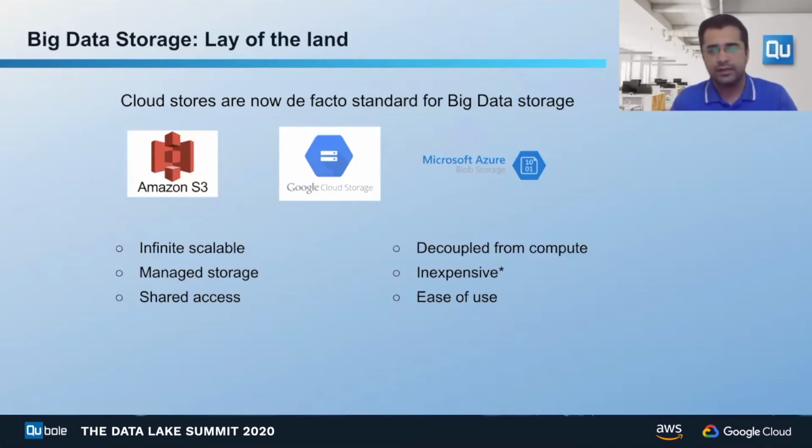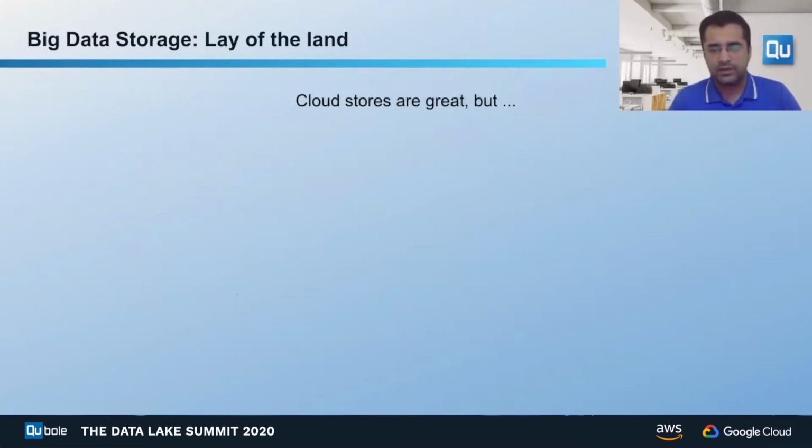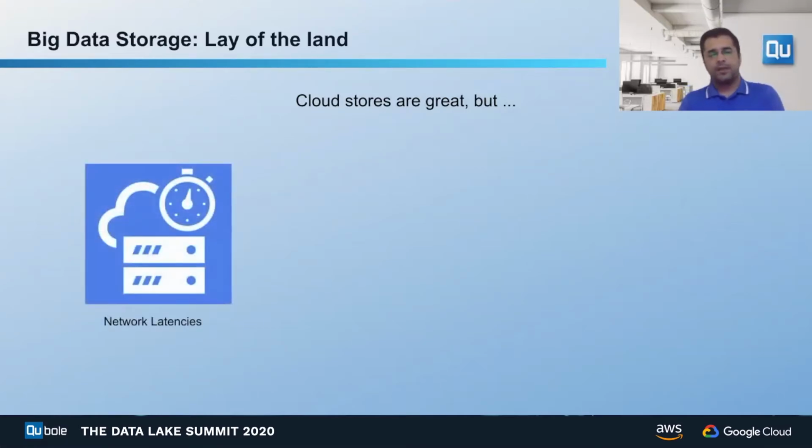So there are a lot of great things which have led the industry to move towards cloud stores. But of course, there are always some problems lurking here and there, and I'm going to cover a few here. The first one is about network latencies. It's pretty evident, right? If you are talking about a network store, which you might be accessing over intranet or internet, there are a lot of hops involved in between. Because there are so many hops, there are going to be network latencies. Of course, the latencies will vary depending on where you are accessing from, how far off you are from these cloud stores, but they'll always be there.